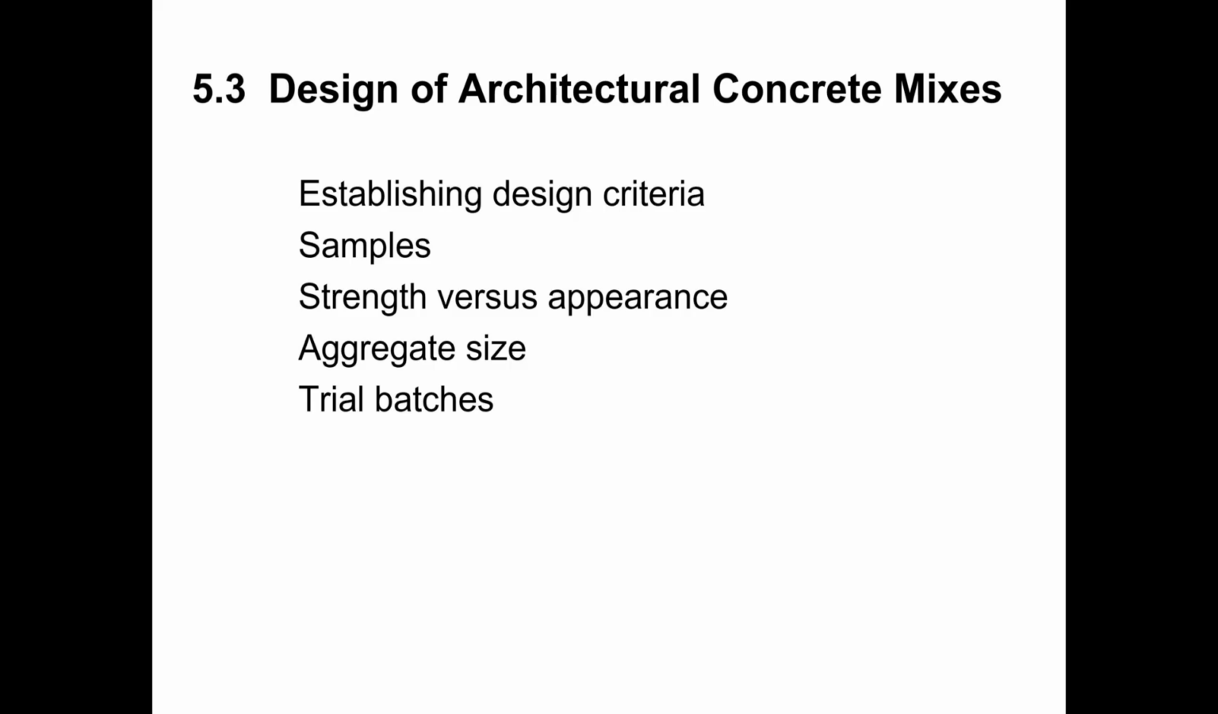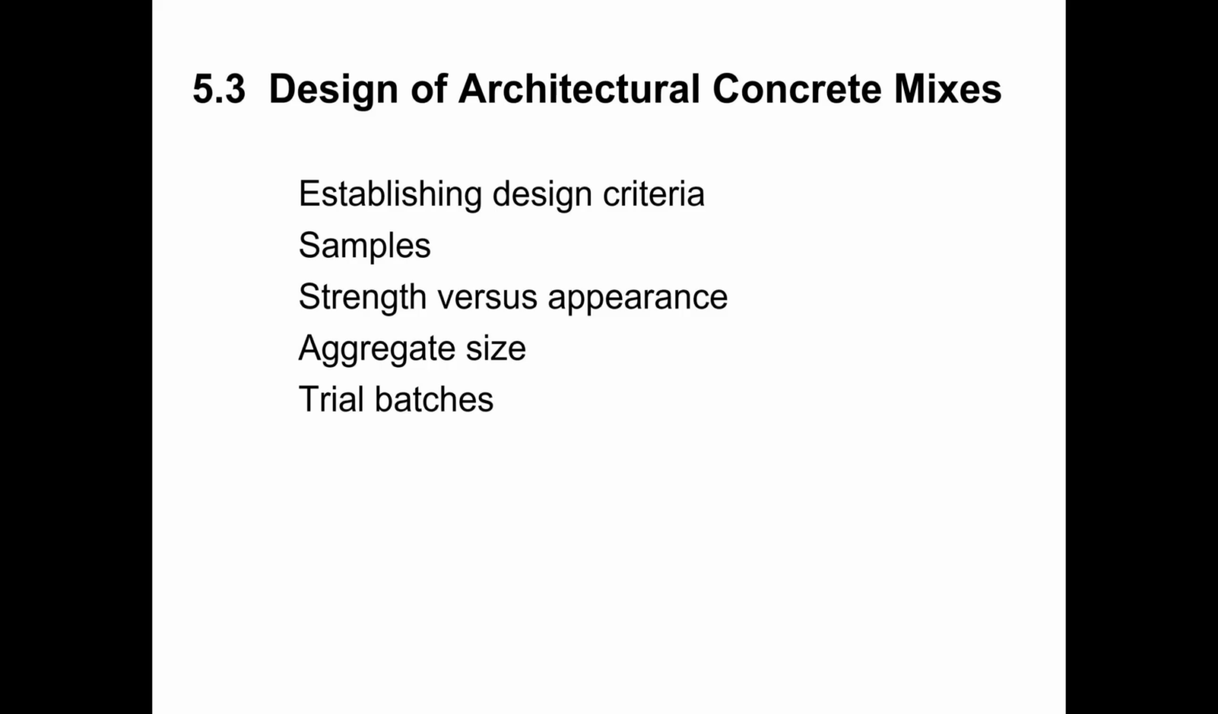So the first thing we're going to do is some finished samples to send to the architect so that we can get the appearance of the mix design dialed in. And once we've done that, then we'll start worrying about the mix strength and the workability of the mix and the air content and those other more technical aspects. But the first thing, the most important thing for an architectural concrete mix design is the appearance, the aesthetic qualities.